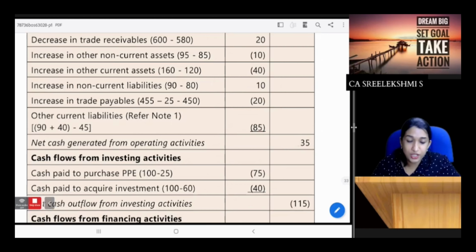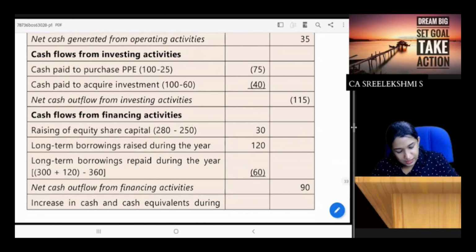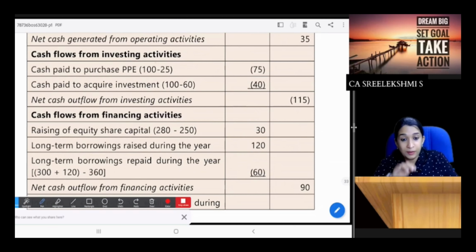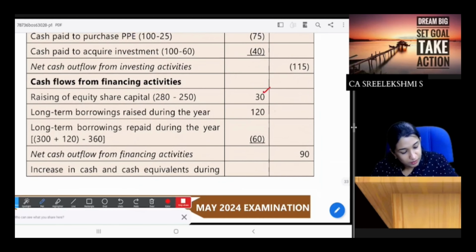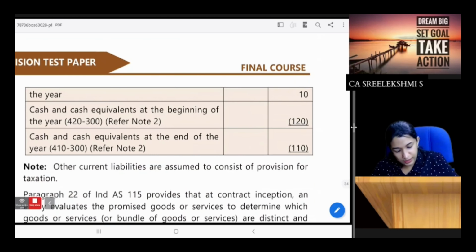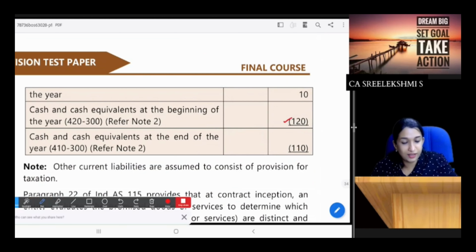Usually, from cash generated from operations we deduct income tax paid, but there is no information on income tax paid. Investing activity: there is purchase of PPE. 100 lakhs is the purchase of PPE, but 25 is not paid. Cash paid for acquiring investments, as investments have increased, gives cash used for investing activities. Financing: issue of equity shares, long-term borrowing and repayment. So we get the net increase in cash and cash equivalents. Add opening, and we get the closing.